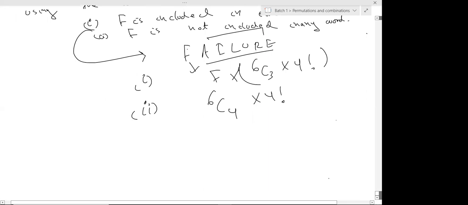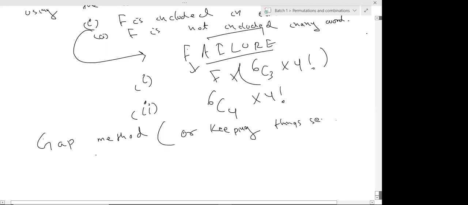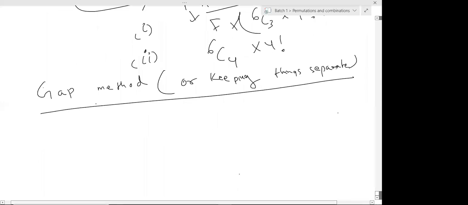Next, last thing here in this chapter is write down gap method, or keeping things separate. All right. We did something called bundle method, or we try to keep things in a bundle, right? Together. This is the opposite of that. Keeping things separate. Write down a question for this.